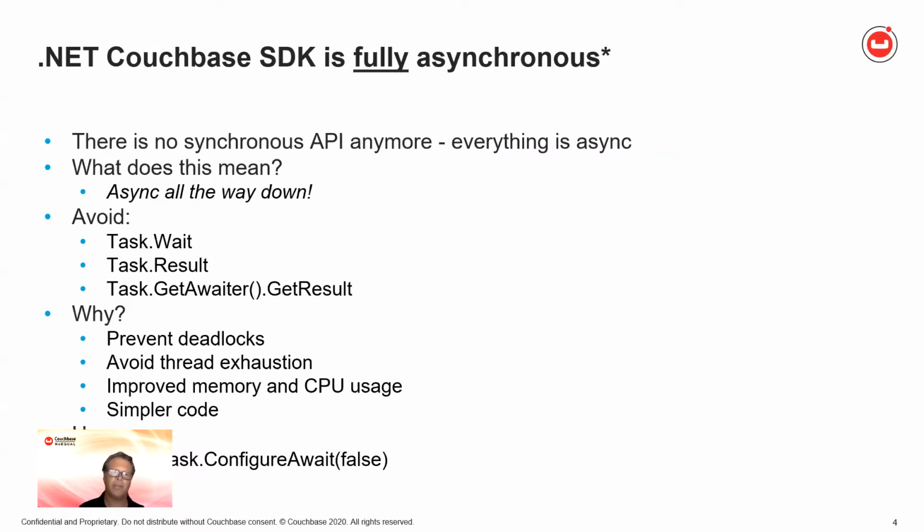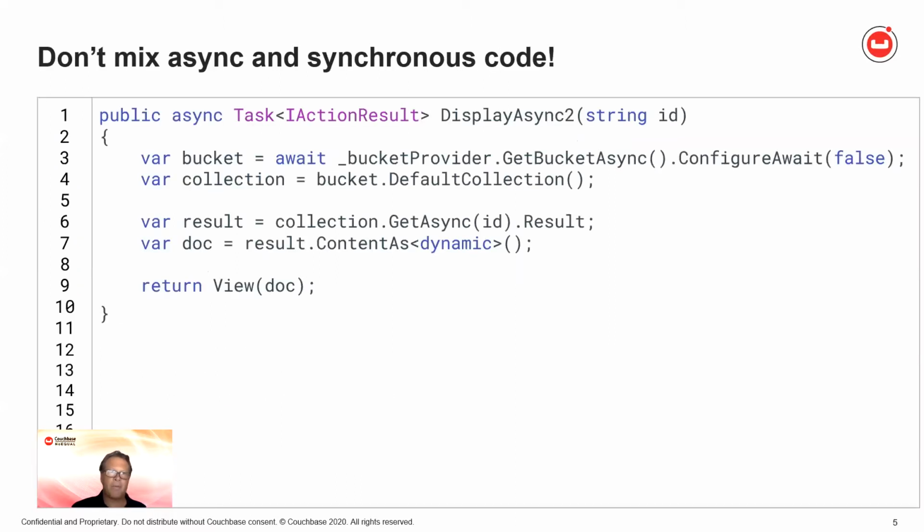Lastly, as a best practice, we want to disable the synchronization context by calling ConfigureAwait(false). This is not as important in the latest versions of ASP.NET Core, but on the earlier versions, it's critical. So don't mix async and synchronous code.